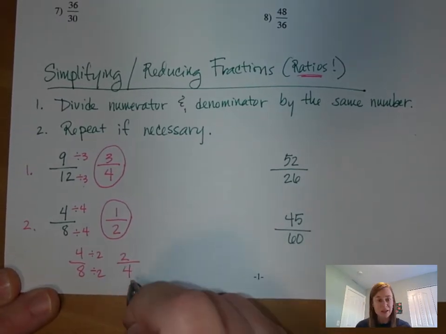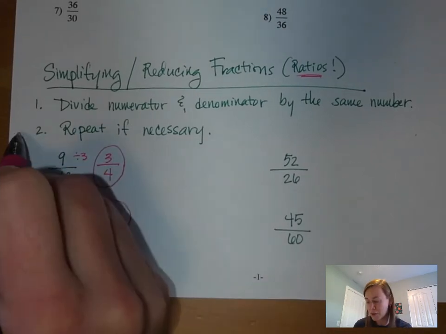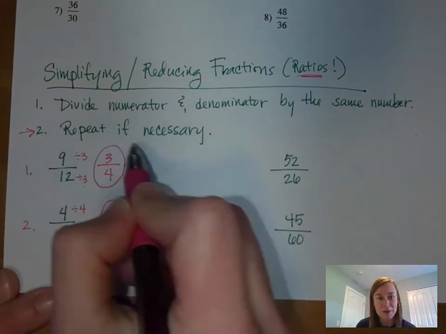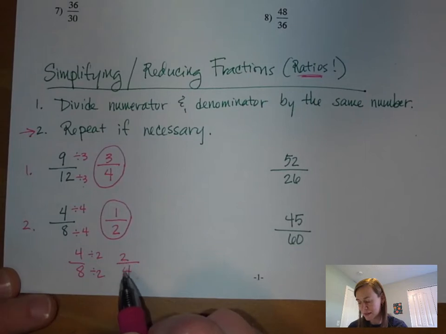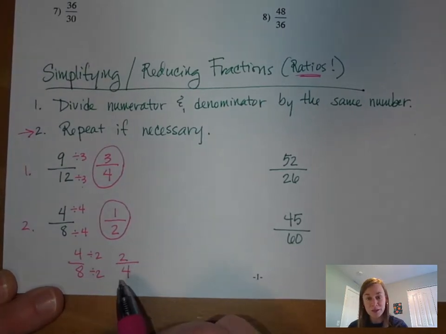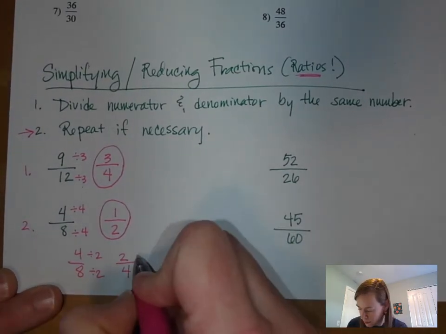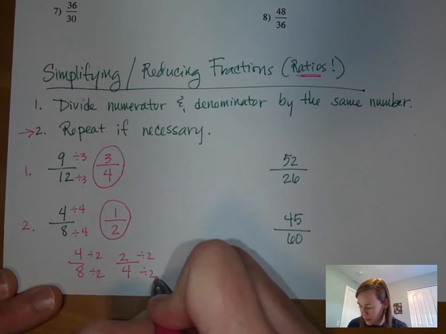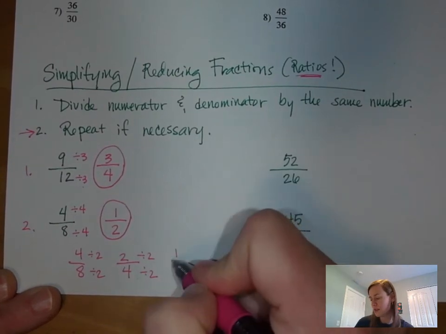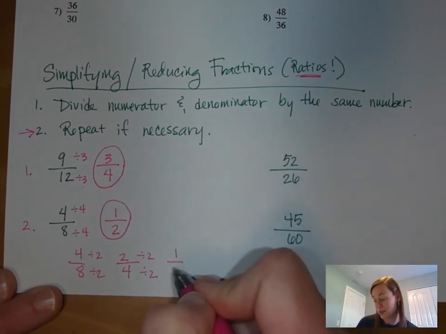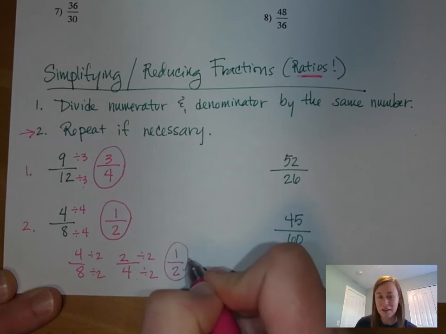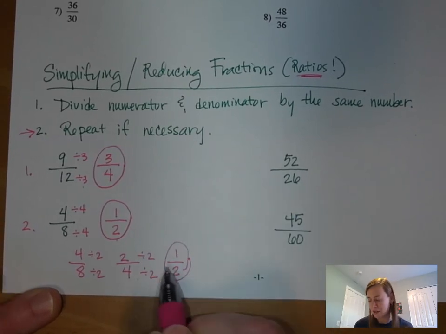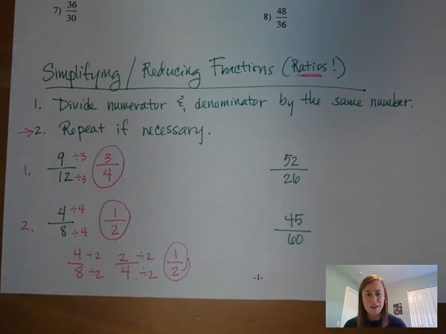Okay, this is good, but this is where step 2 comes into play, repeat if necessary, because both of these numbers are still divisible by 2. So you're just going to do it again. So 2 divided by 2, 4 divided by 2. So 2 divided by 2 is 1, 4 divided by 2 is 2. And then you get your final answer. You notice they give you the same answer. It's just a different process.